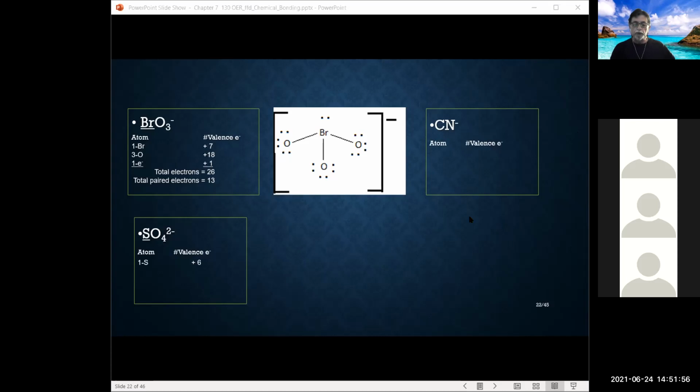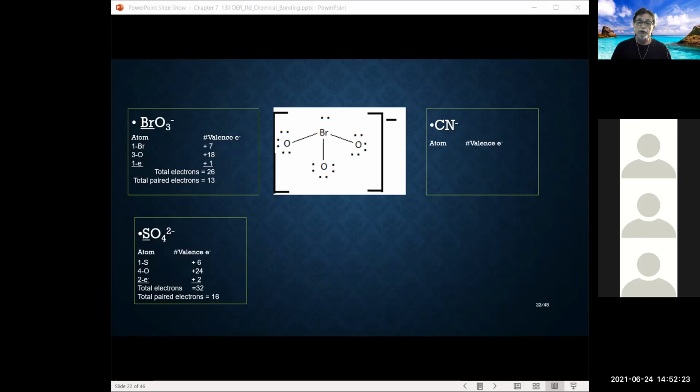So sulfur brings in 6, okay? Oxygen, there are 4 oxygens. Each one brings in 6. That's a total of 24 valence electrons. And then we have a 2- charge, okay? So we can add 2 to that. So that gives us a grand total of 32 valence electrons or 16 pair, all right?